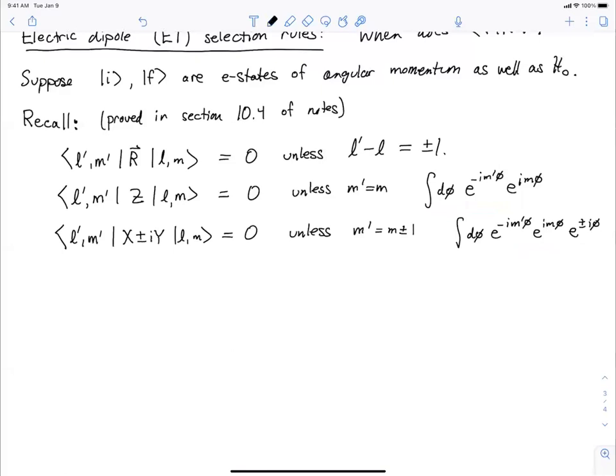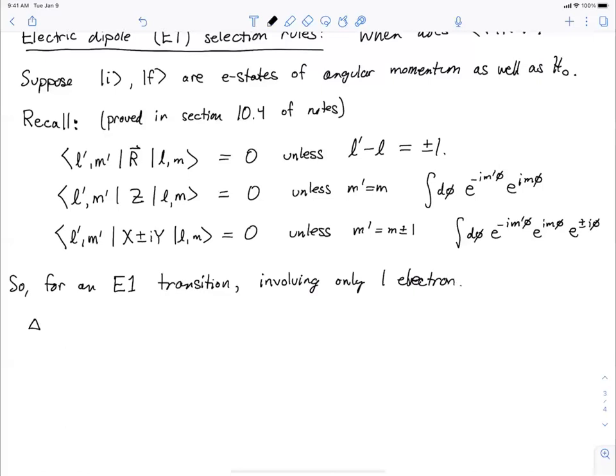Okay, so for an electric dipole, an E1 transition, first we're going to consider the case where we only involve one electron. So one electron is transitioning from one state to another. Then what I just wrote down tells us delta L is plus or minus 1.